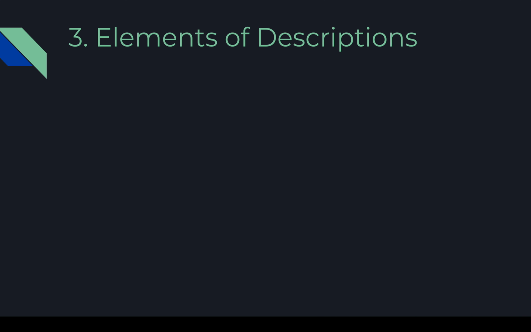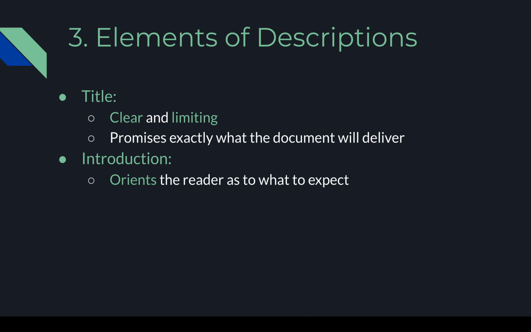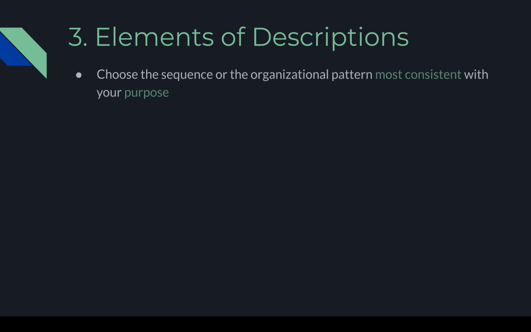We talked about what technical descriptions are, why they are important, and the importance of objectivity. Let's take a look at the different elements, the different parts of a technical description document. You want to start with a title, which should be clear and limiting, and that should promise exactly what the document will deliver. That title will then be followed by the introduction, and the introduction should orient the reader as to exactly what to expect in the rest of the document. The introduction should then be followed by your actual description.